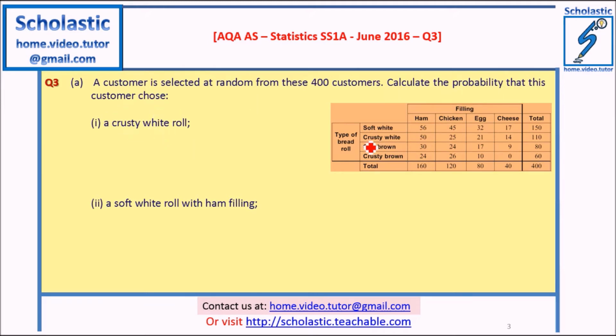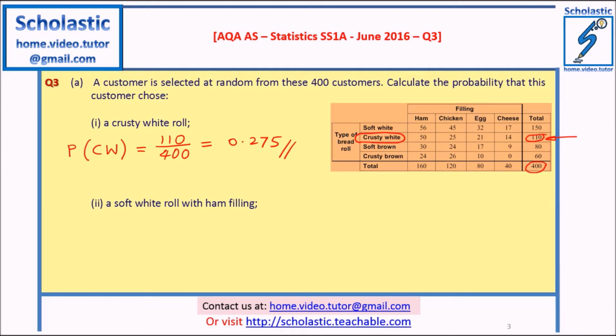This crusty white roll is in this row. Out of 400 customers, there are 110 customers who chose crusty white roll. Therefore, the probability of crusty white roll is, out of 400, 110 are choosing crusty white roll. Using the calculator, you can find it is 0.275. That's the probability for part 1 of the question.